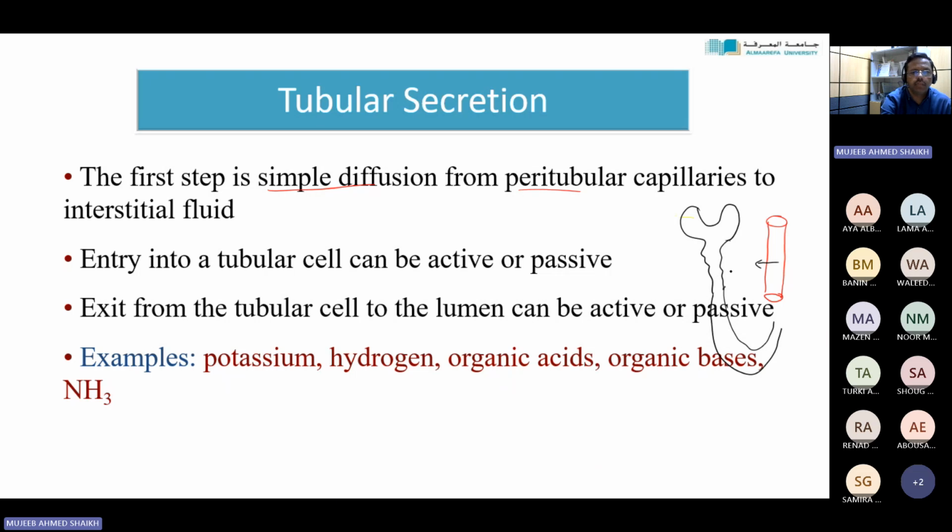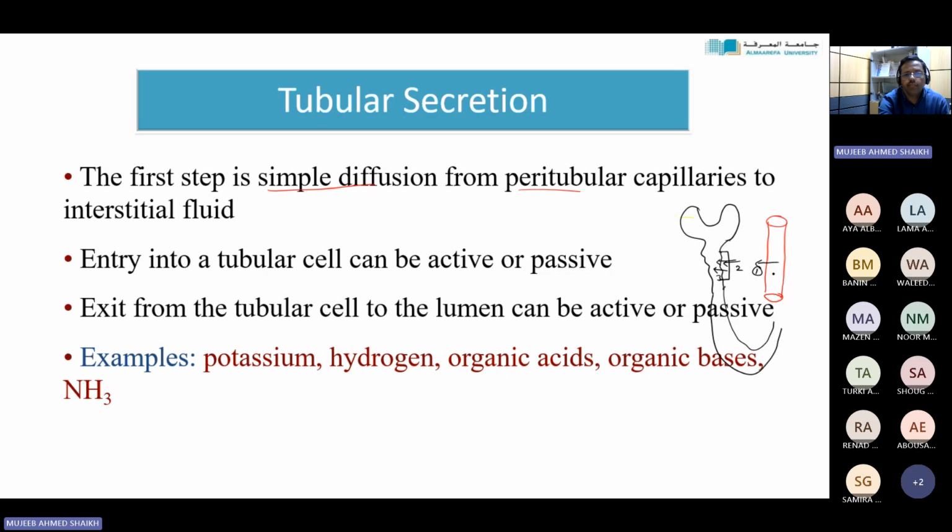This is simple diffusion. From there, entry into the tubular epithelium, which can be an active or a passive process. Here are the tubular epithelial cells. So it will enter into the tubular epithelium, and from the tubular epithelium into the lumen. This is the third step, second step, and first step. So three steps are there.